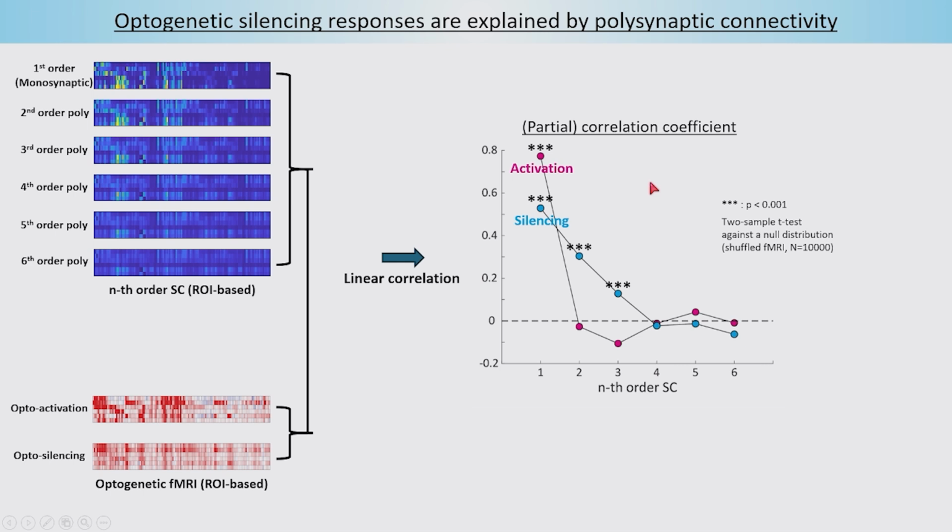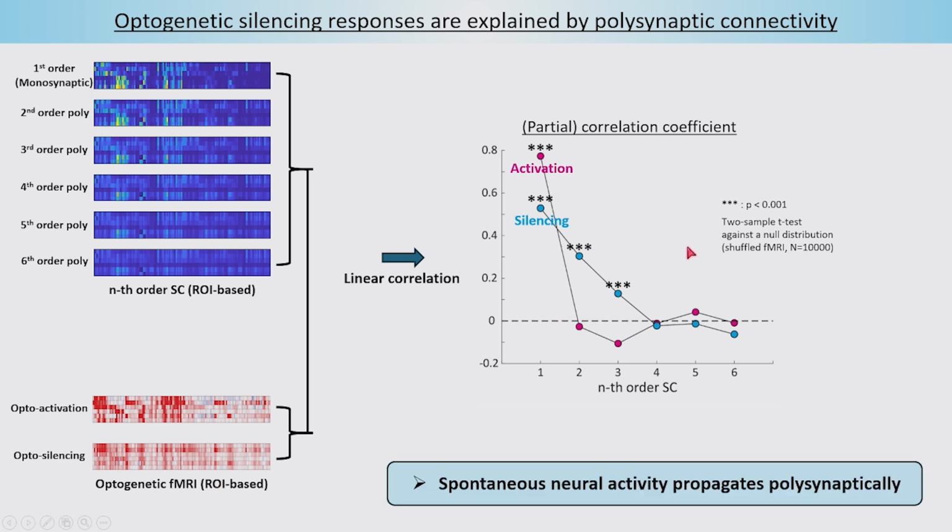Finally, we did a statistical test of this value against the null distribution, and it showed us that up to third order structural connectivity might contribute to the opto-silencing responses, but not to the opto-activation responses. Put together, this suggests spontaneous neural activity may propagate polysynaptically, while evoked neural activity does not.